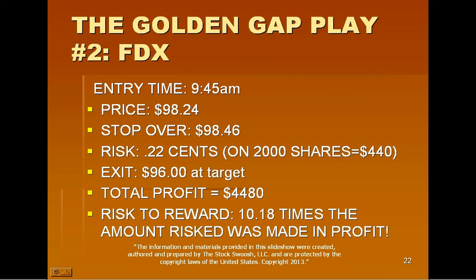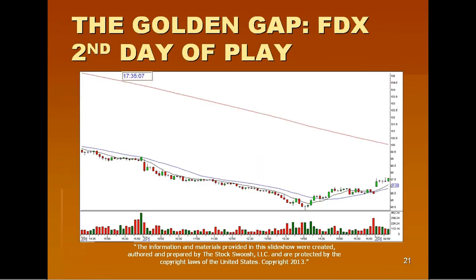If you took 2,000 shares and risked $440, the target was 96. You made over 10 times the amount risked this day. 44.80. Whatever you risked, you made over 10 times. This is the second day. Second big red bar, which by the way, this also went past the target, but it went 50 cents more.